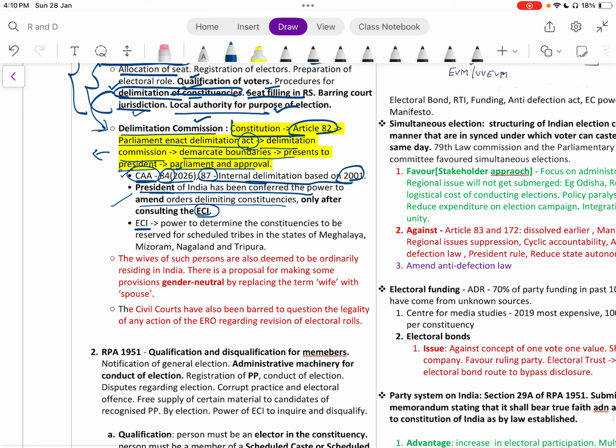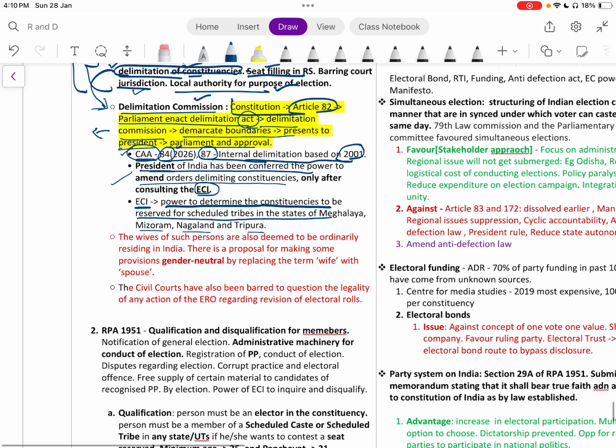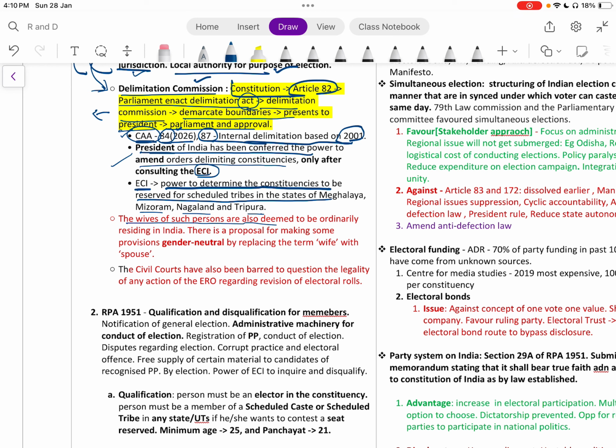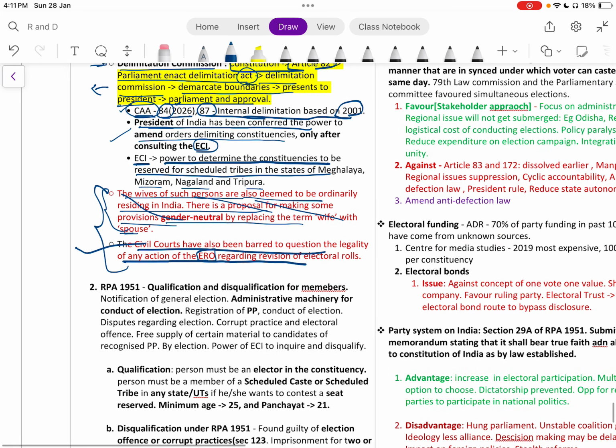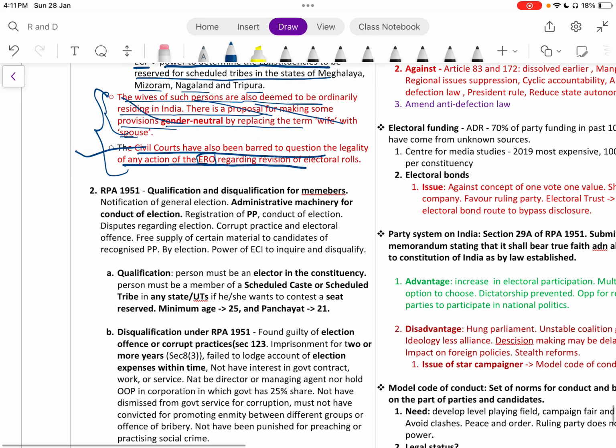Election Commission of India has the power to determine the constituencies to be reserved for the scheduled tribes in the states of Meghalaya, Mizoram, Nagaland and Tripura. Okay. The wives of such persons are also deemed to be ordinarily residing in India. There is a proposal of making some provision for gender neutrality by replacing the term wife with the spouse. Okay, so in order to this, the civil courts have been barred from questioning the legality of any action of electoral returning officer regarding revision of electoral rolls. Okay, so these are the two things which need to be amended.